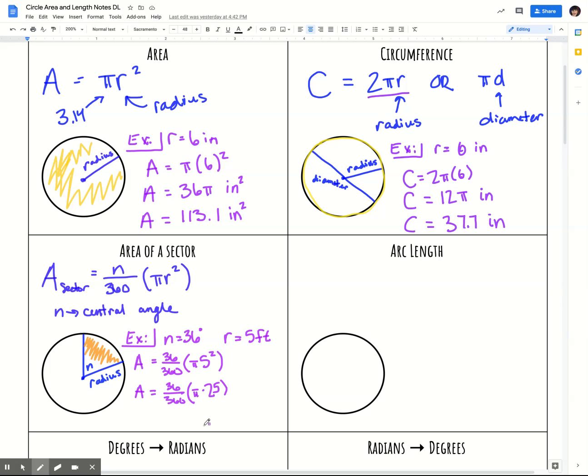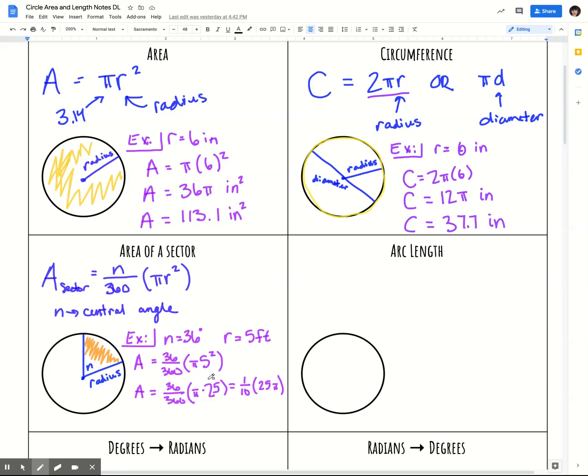Then the next thing you can do is figure out what this fraction is. You can reduce this fraction, or you can plug it straight into your calculator if you wish. I'm going to reduce the fraction just so that you can see what that looks like. So 36 over 360, the greatest common factor between these two is 36. So this becomes 1 out of 10. And then I have 25 pi.